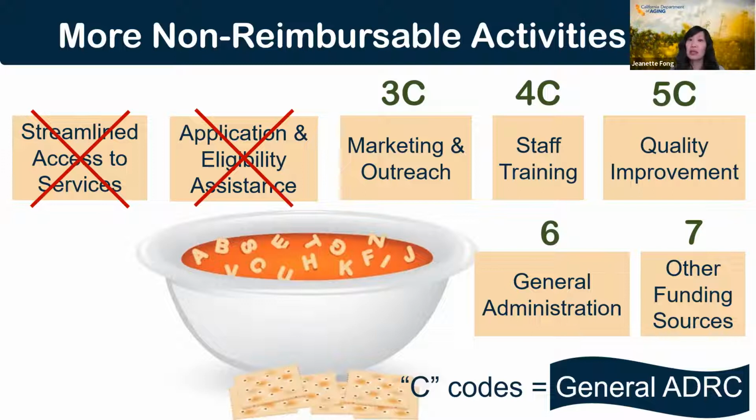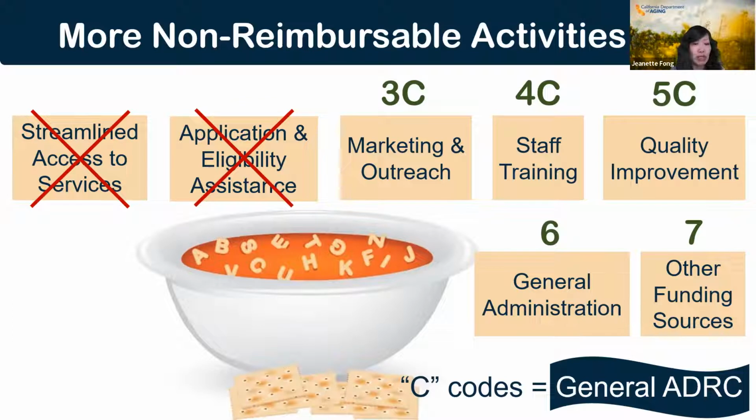So for 3C, marketing and outreach, we're promoting awareness of the ADRC program in general, or maybe even awareness of your AAA or your ILC. So we're not trying to promote any specific service in particular. For that, you would use codes 3A or 3B, depending if it was a Medi-Cal or non-Medi-Cal service. But for code 3C, maybe you're handing out ADRC flyers at a community event or a health fair. Or maybe you're working on marketing and materials for your AAA or ILC. Those are both examples of general ADRC marketing activities.